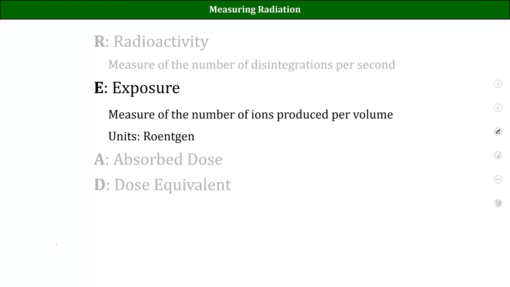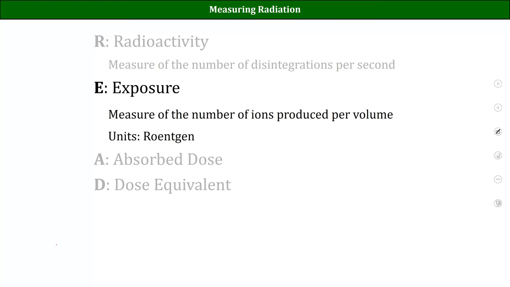And so exposure is a measure of the number of ions produced per volume. So this gets into both what the material is, what the type of breakdown is, and how many particles are coming out per unit volume, per liter, or per cubic centimeter, something like that. You can think of that kind of like the density. Radioactivity is the mass, then exposure is like density. It's normalized by the volume.